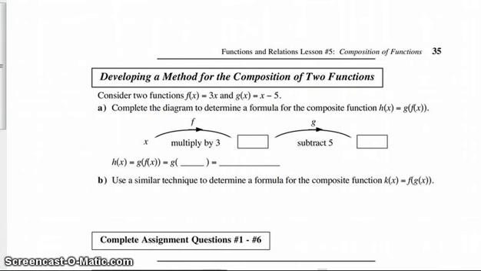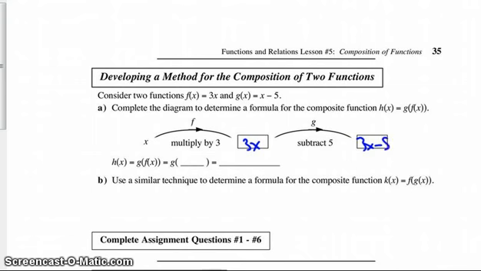So it says developing method. Consider two functions. So those of you that are really, really comfortable with functional notation and substitution, this will really go. And for some of us, we may not see it right away, but it will come. It just takes some practice. The function f is multiplying by 3, so that is obviously going to take that input and that will turn into 3x. The function g says we'll subtract by 5, so that becomes 3x minus 5.